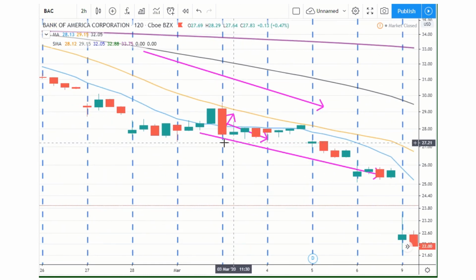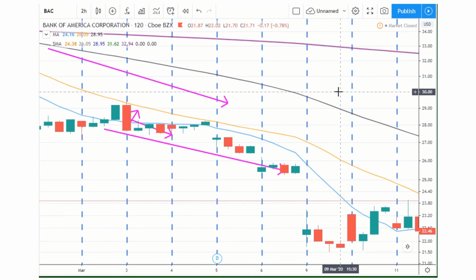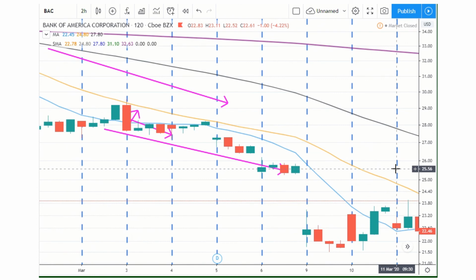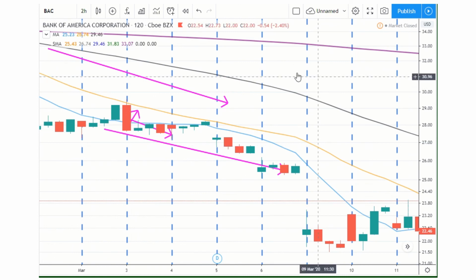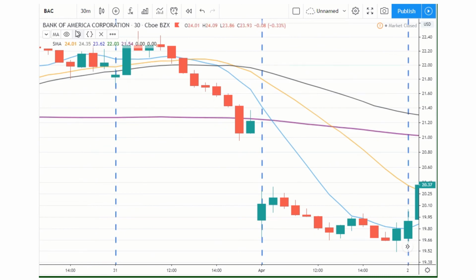Here we are, and same thing. You see the simple moving average indicators are way above. They're trending down, they're moving down, so they're showing you the same thing that your 30-minute indicator was showing you and your 15-minute indicator was showing you.